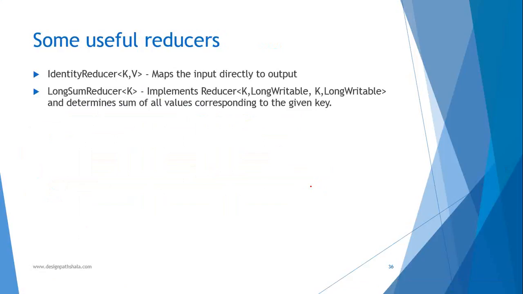Similar to the mappers, there are reducers also. Identity reducer, as the name suggests, outputs what is the input to the reducer. Long sum reducer is nothing but what we did in the previous program that I showed you. It is summing up the values for each key. So that is what we did in the word count one.